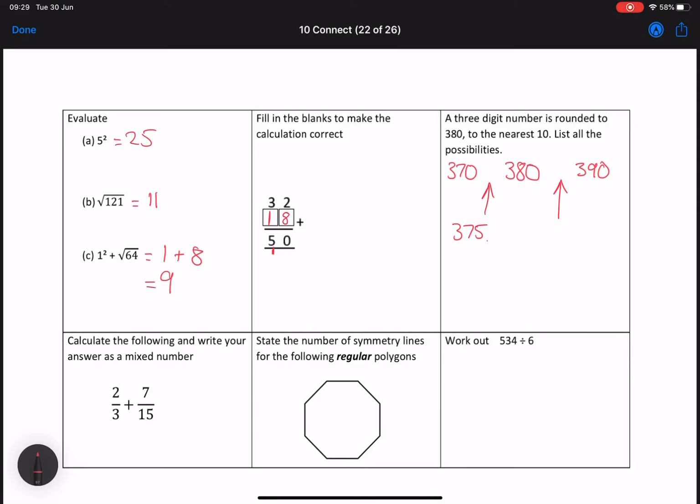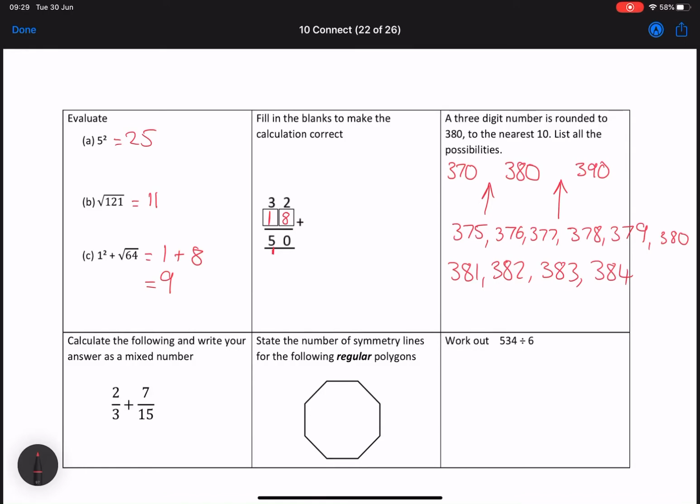So it could be 375, 376, 377, 378, 379, obviously 380. It could also be bigger though, going towards 390. So it could be 381, 382, 383, 384. However, it can't be 385 because that would round up to 390.